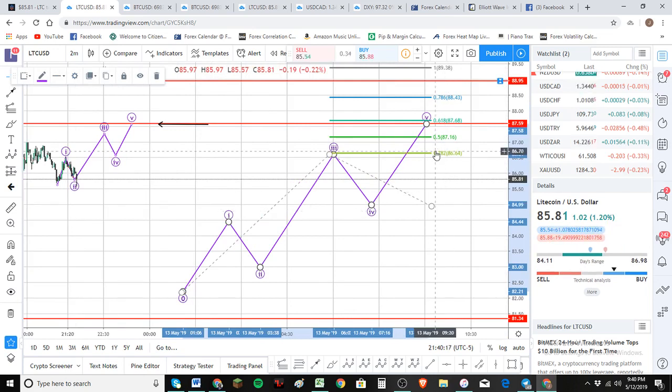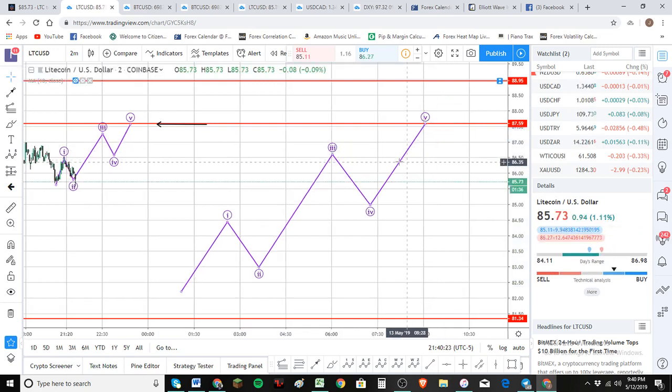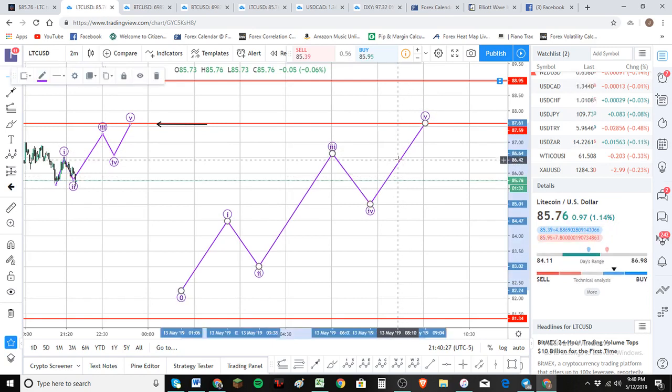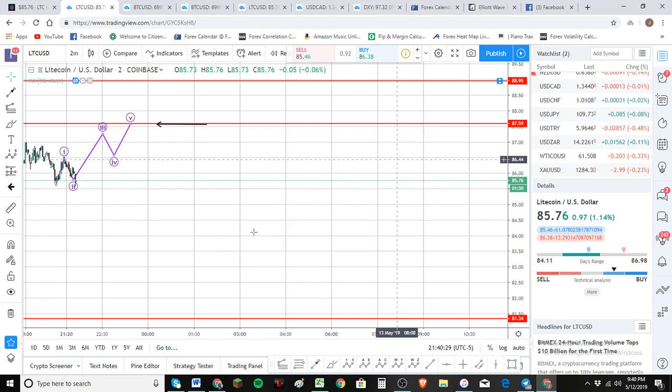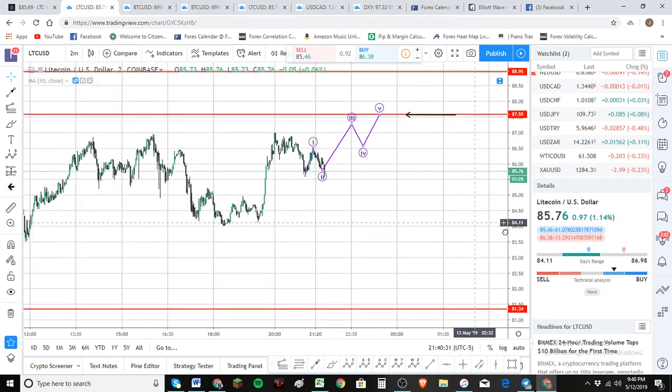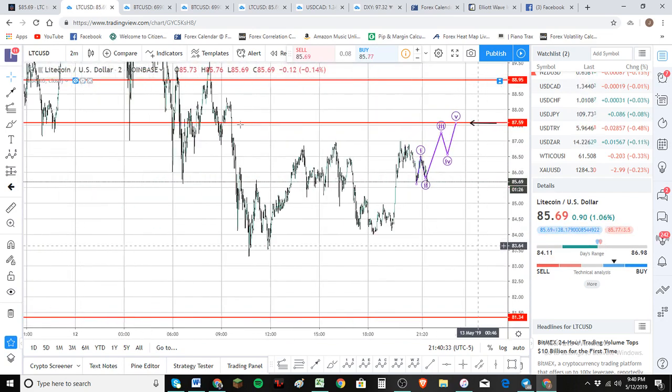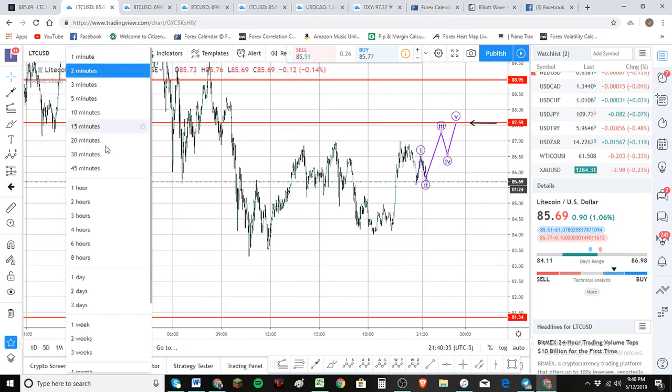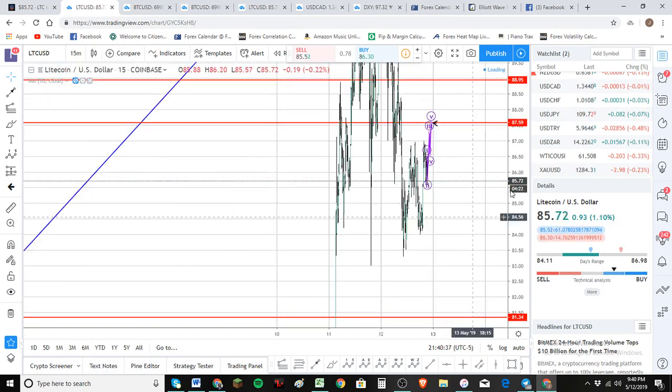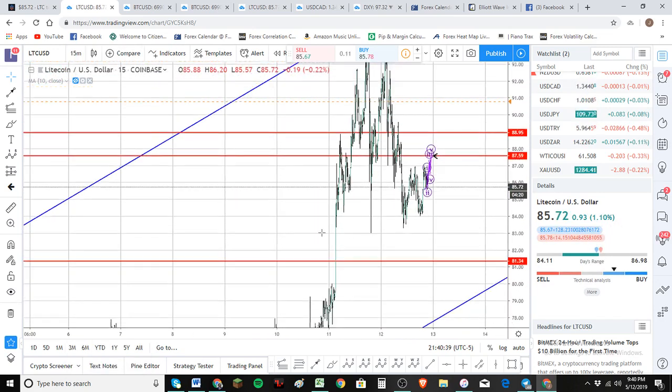Now let's take that and let's apply it to our market and see if we can make some projections as to what's happening in the market now. So I'm actually in the LTC chart, okay, and this is currently what's happening. I'm in a 2-minute chart. I'm going to get in the 15-minute chart here and see if we can do this a little bit better.